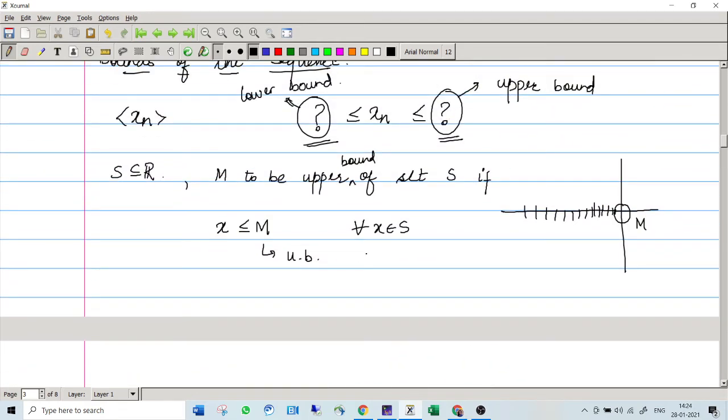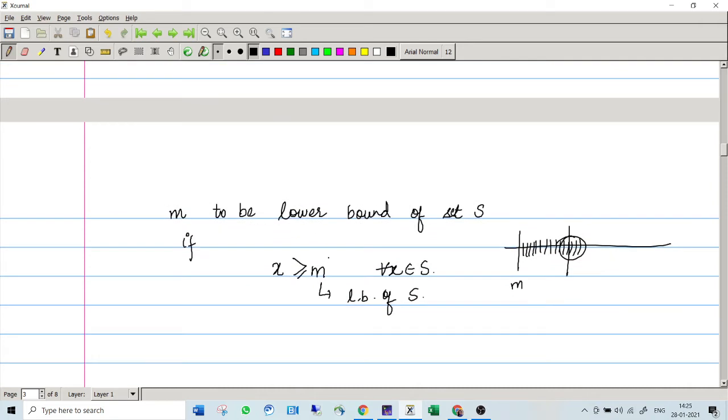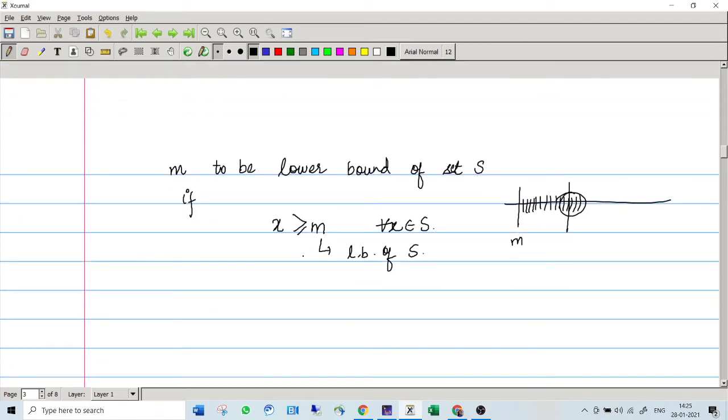Repeat. Yes, ma'am. I'm repeating it. M is said to be an upper bound if it acts as an upper cap to every element of the set. We are considering the upper bound of a set. For every element of that set, let's say S was the set, each of the elements is less than or equal to that particular value. So this value will be called an upper bound. And if each value is greater than some other value, the value which acts as a lower cap is called the lower bound of the set, right? So that's how we define upper and lower bound of a set.